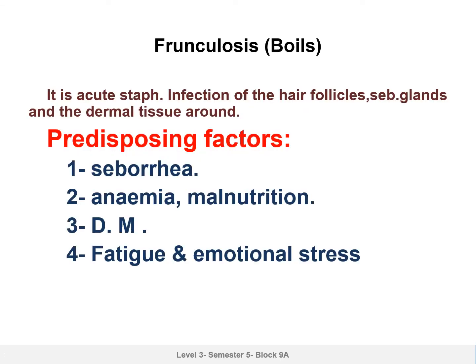The second disease caused by staphylococci is furunculosis, or boils. Furuncle means acute staphylococcal infection of the hair follicle, sebaceous gland, and dermal tissue around them. What are the predisposing factors of furunculosis? Seborrhea or increased sebum production, a patient associated with anemia or malnutrition, diabetic patient, fatigue, emotional stress. All of these are predisposing factors to produce furunculosis.